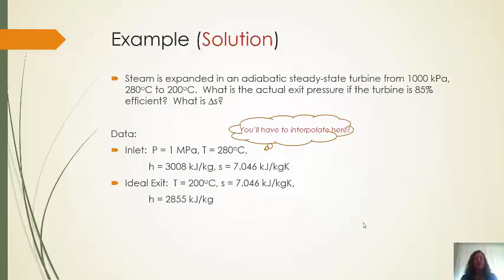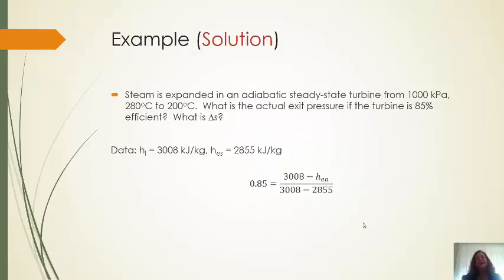So I have a temperature and I have the entropy. And I can then go through the tables and find an H of 2855. Now again, this is going to require some interpolation. So you're going to have to work a little harder on this problem than you have on others.